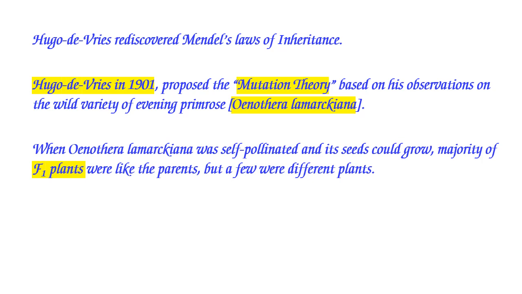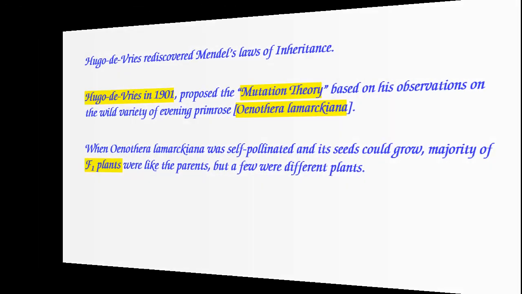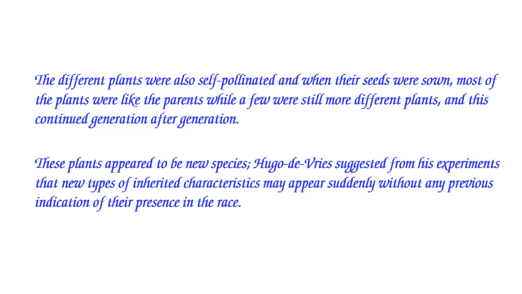Hugo de Vries in 1901 proposed the mutation theory based on his observation of the wild variety of evening primrose. Its scientific name is Oenothera lamarckiana. So he proposed the mutation theory, and he used the experimental material, the wild variety of Oenothera lamarckiana. When this evening primrose was self-pollinated and its seeds grown, the majority of F1 plants, first generation plants, were like the parents, but a few of them were different from the parents. He observed some different plants in that first generation.